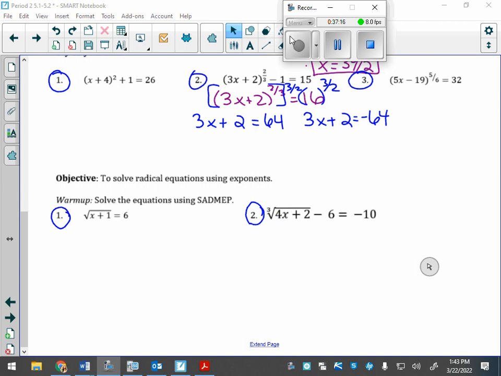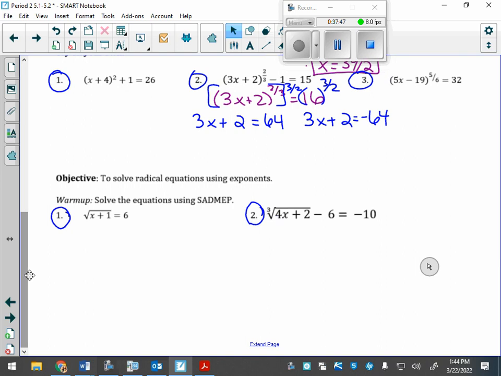Then number 3 is correct. We have x equals 83/5. You have to take the 6/5 of both sides because you're raising it to 6/5. So that means it's the 5th root of 32, which is 2. 2 to the 6th, 64. Add 19 and divide by 5. Okay? Any questions on 1, 2, and 3?